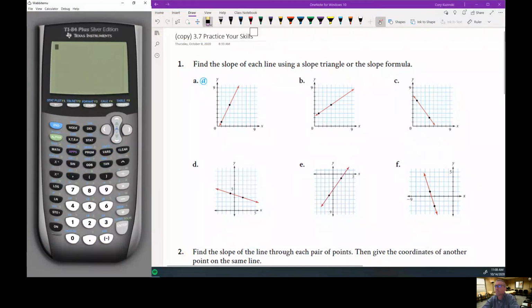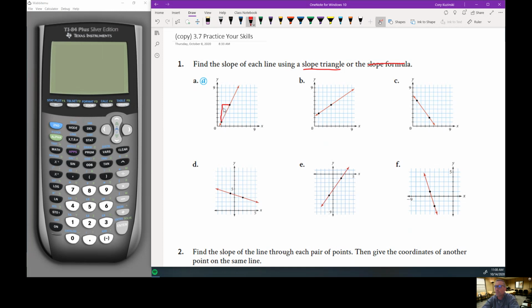All right, so here we go. We're going to find the slope of these lines. I'm going to use a slope triangle, okay? We'll save the slope formula for number 2. So here we go. The slope triangle looks just like this. It's basically to get from one point to another, how far would you go vertically and how far would you go horizontally?